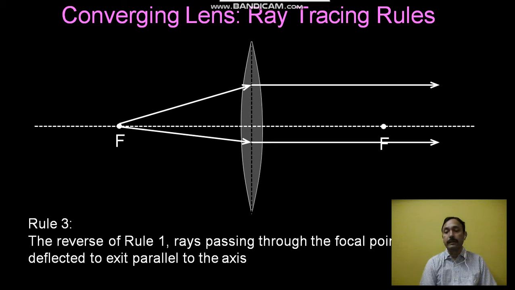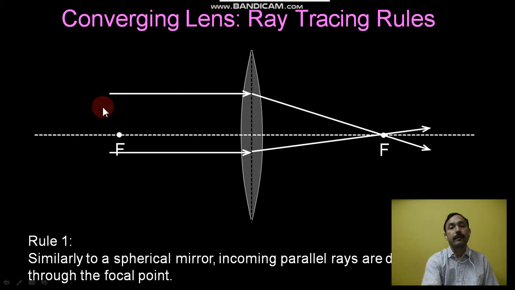Lens tracing rule 3. It is the reverse of rule 1: rays passing through the focal points are deflected to exit parallel to the axis. In rule 1, parallel rays are falling onto the biconvex lens, and then these parallel rays are converged to the focal point.